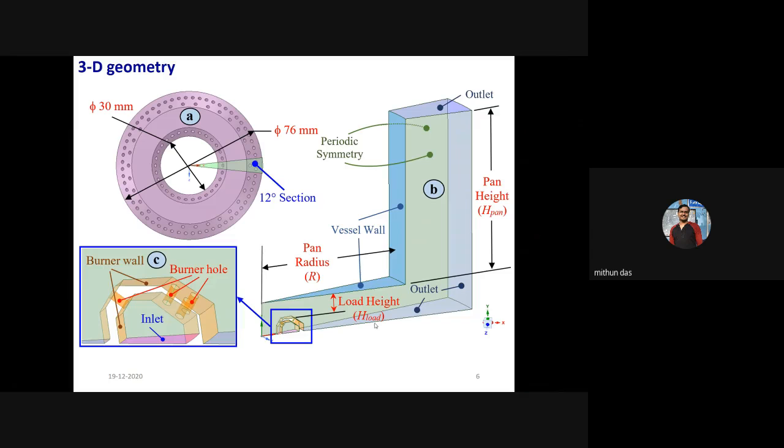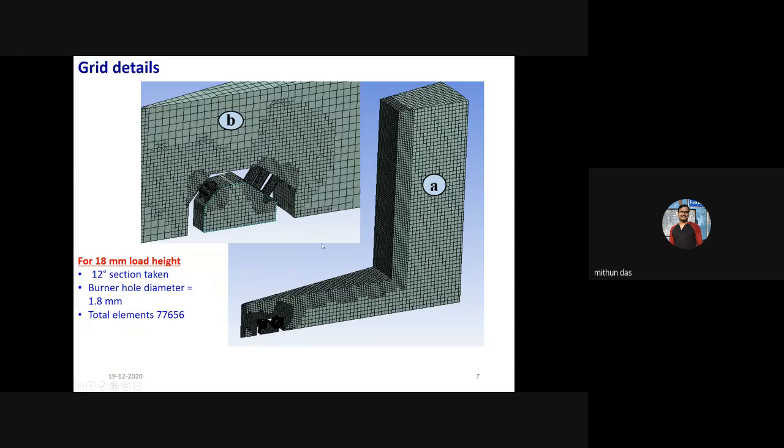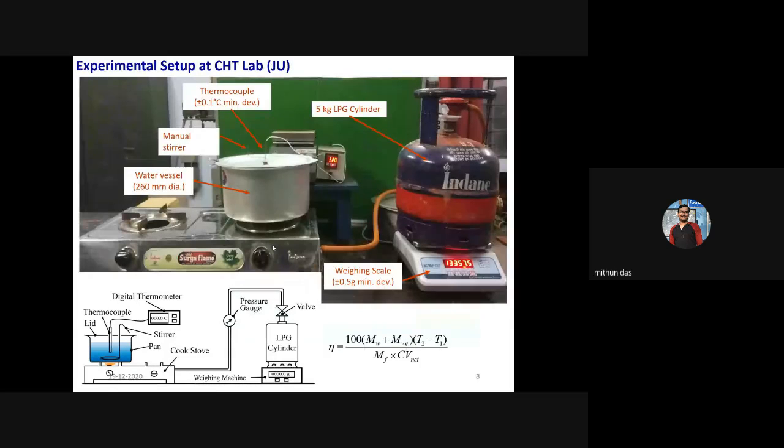In the current study, we take a 12 degree section as the computational domain because the remaining part of the system is periodically repeated. The boundary condition of these two sides of the domain is taken as periodic symmetry. The mesh is generated in the fluid domain using a cut-cell type of mesh, and the total domain has about 80,000 elements for an optimum test. We also validate our numerical results with experimental setups.